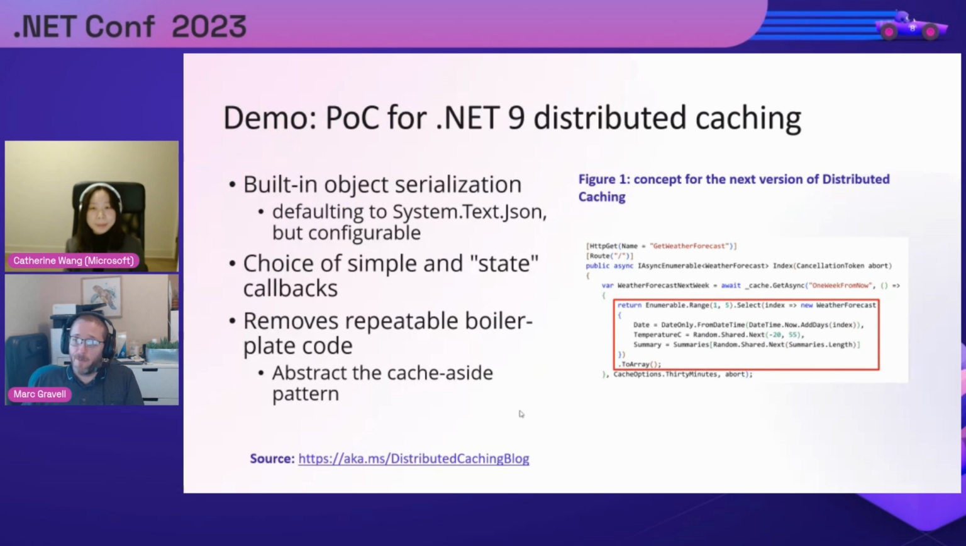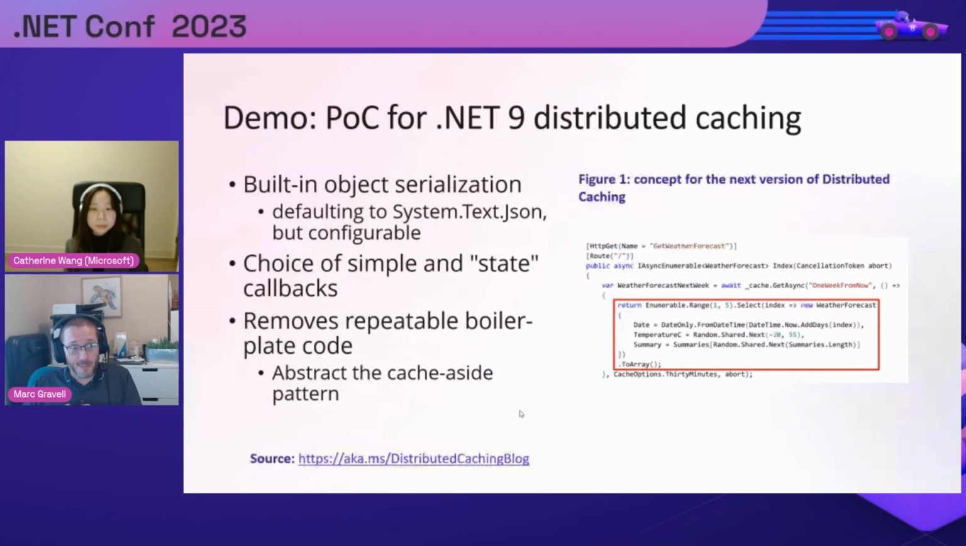Yeah. So we briefly mentioned the distributed cache previously, but you're right. At the moment, the implementation is fairly raw. You need to do a lot of the work yourself. So this isn't something that we're changing in .NET 8, but this is a bit more of a preview. We do have some ideas on this for what we're going to do in .NET 9.